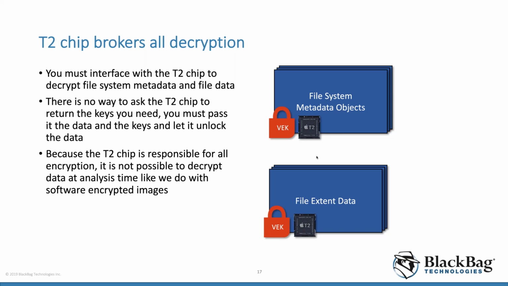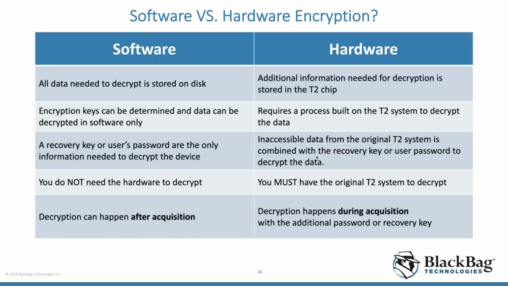So just a quick one-slide comparison between software and hardware encryption. When software encryption is used, all the data that we need to decrypt this information is stored on disk, with the addition of a user's password that obviously may not be stored on disk. But in hardware encryption, there's additional information that's actually stored in the individual T2 chip itself, such as that effaceable storage and the unique encryption keys that are embedded to a specific T2 chip.